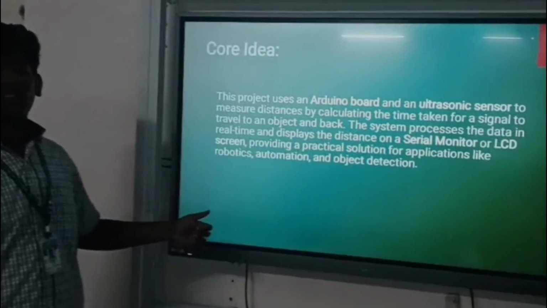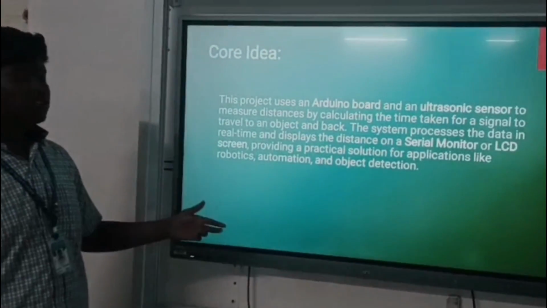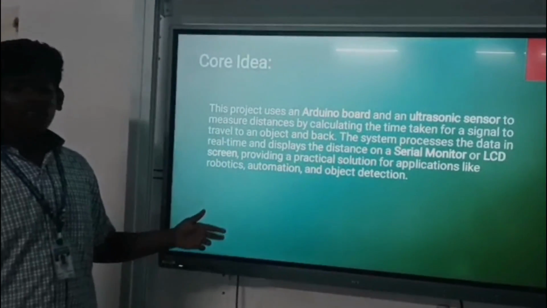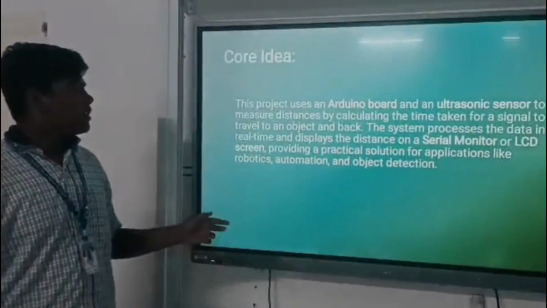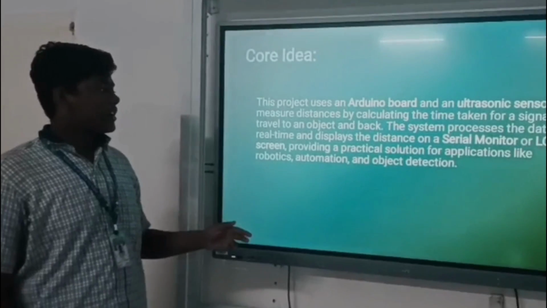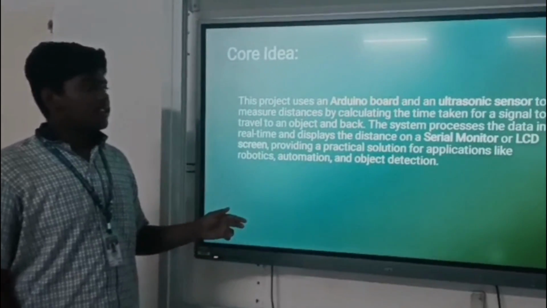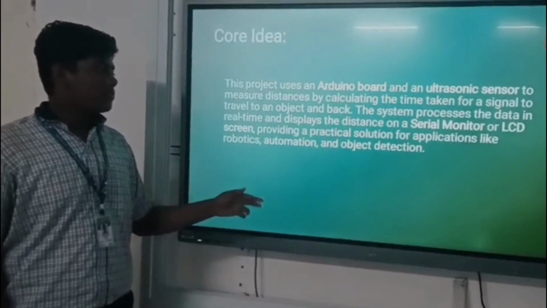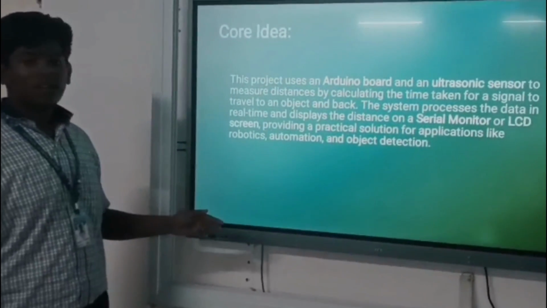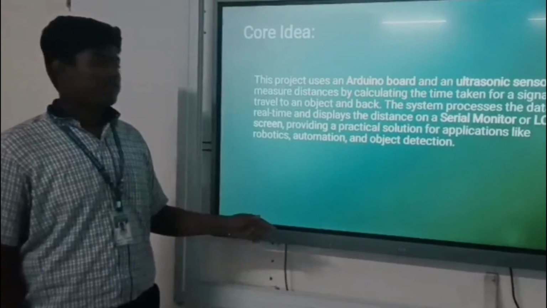The project uses an Arduino board and an algorithmic method to measure distance by calculating the time taken for the signal to travel to the object and back. The system processes the data in real time and displays the distance on the serial monitor or LCD, providing a practical solution for applications like robotics, automation and output prediction.